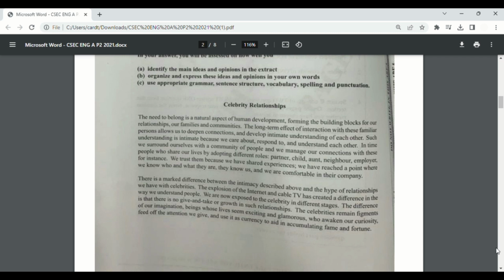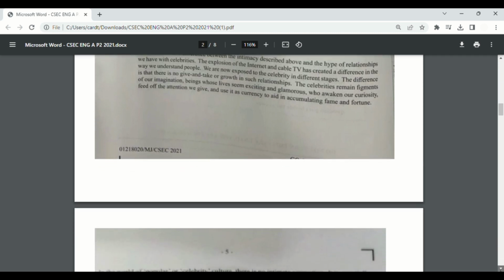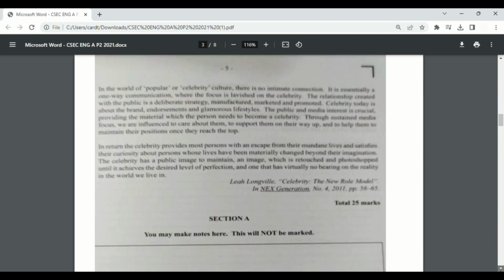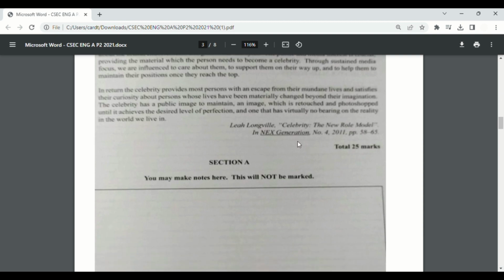So let me just scroll down a little bit. Let's scroll. And it even shows where they took it from right here. So this is where they got this piece of writing from. It is clearly some kind of book, you can see it, pages 58 to 65. So it's clearly some kind of book or magazine that they got this from.